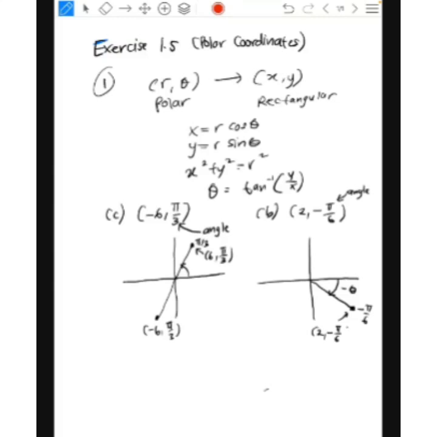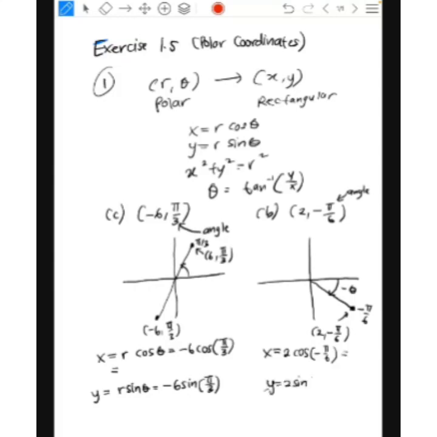Now we want to find the rectangular coordinates. So x equals r cos theta, which is negative 6 cos pi over 3, and y equals r sin theta, which is negative 6 sin pi over 3. We just substitute the values into the calculator. This one as well: x equals 2 cos of negative pi over 6, and y equals 2 sin of negative pi over 6. Make sure your calculator setting is in radians, not degrees. You have to use radian, don't use degree.